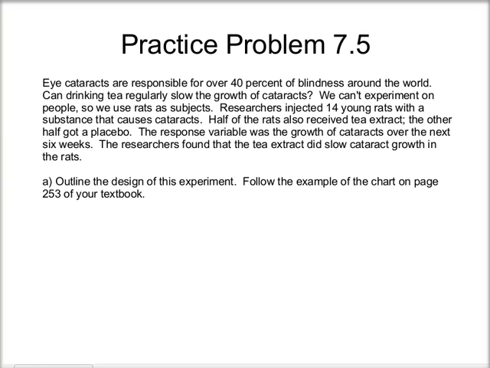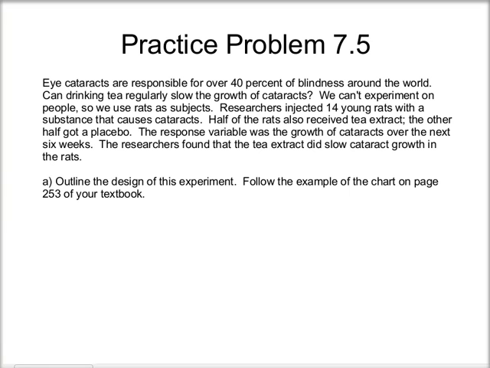Researchers injected 14 young rats with a substance that causes cataracts. Half of the rats also received tea extract. The other half got a placebo. The response variable was the growth of cataracts over the next 6 weeks. And the researchers found that the tea extract did slow cataract growth in the rats.